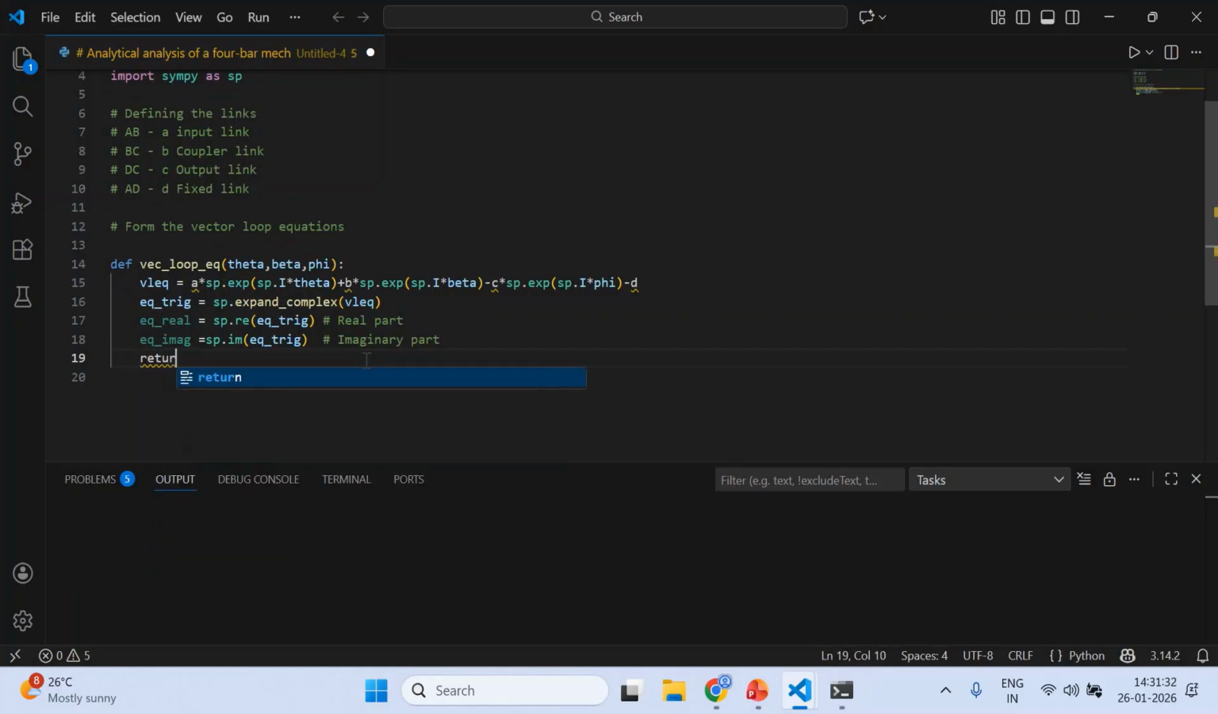Now after this, we will simply end this function. We will simply type return equation_real, comma equation_imaginary.